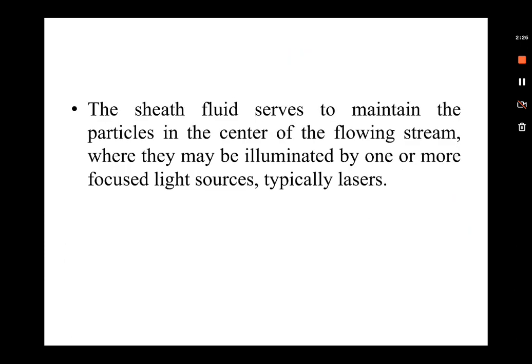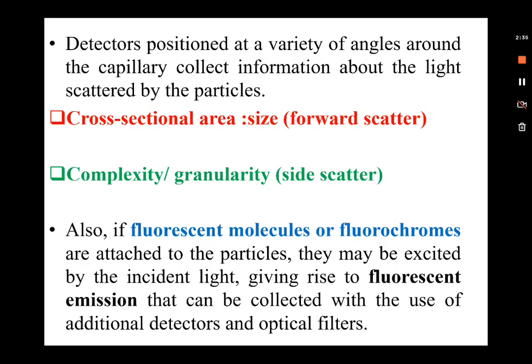at a constant velocity. This sheath fluid serves to maintain the particles in the center of the flowing stream, where they are illuminated by one or more focused light sources, which we usually use lasers. If there is forward scatter light emitted from the cell, it is telling us about the size and shape of the cells, which is the cross-sectional area of the cell. If the particle is emitting side scatter, it tells us about the complexity or the granularity of the cell. But these are intrinsic features of the cell.